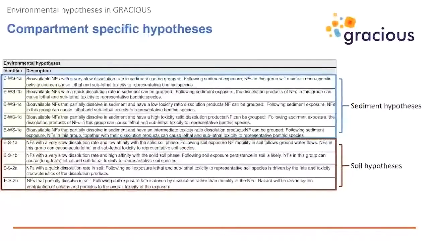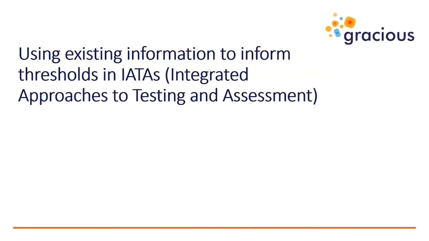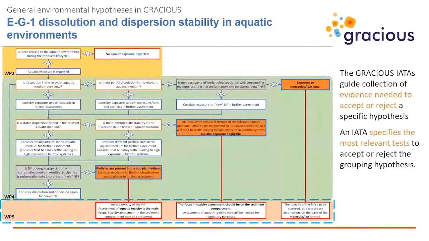As well as the general hypotheses, we also have some compartment-specific hypotheses for those in sediments and in soils. Now, as you will have seen from the introduction to the IATAs in an earlier presentation, what I'm going to do for the environment is go through a few examples about how we've used existing information to inform the thresholds in decision nodes in these IATAs. I'm going to use EG1 as an example of this.